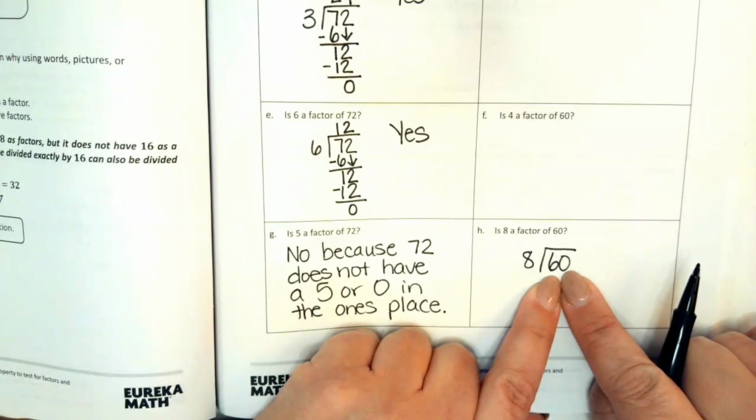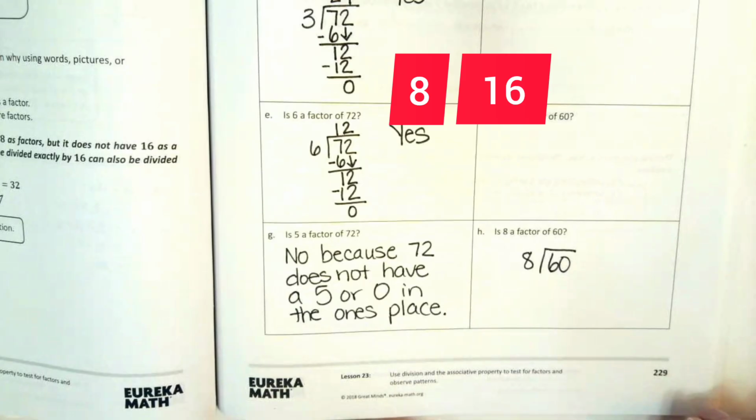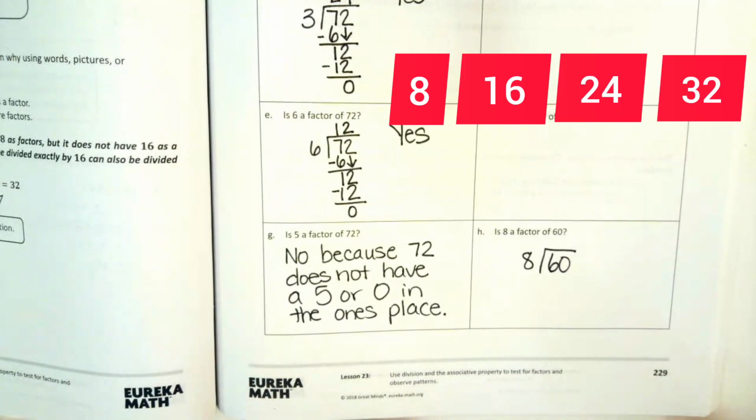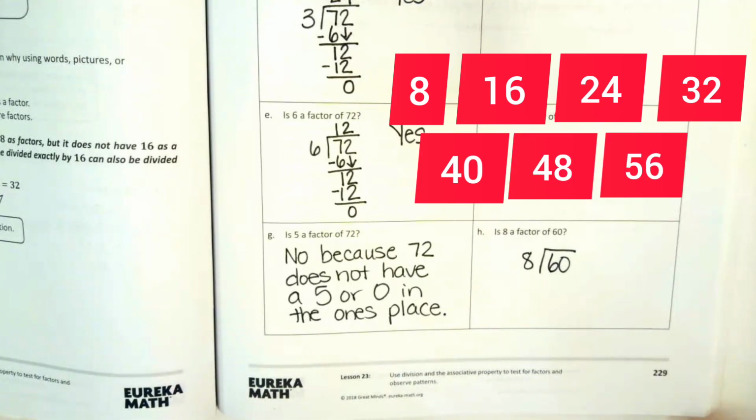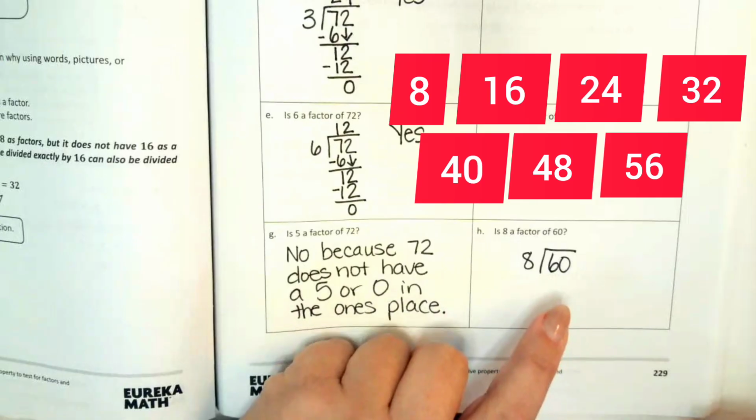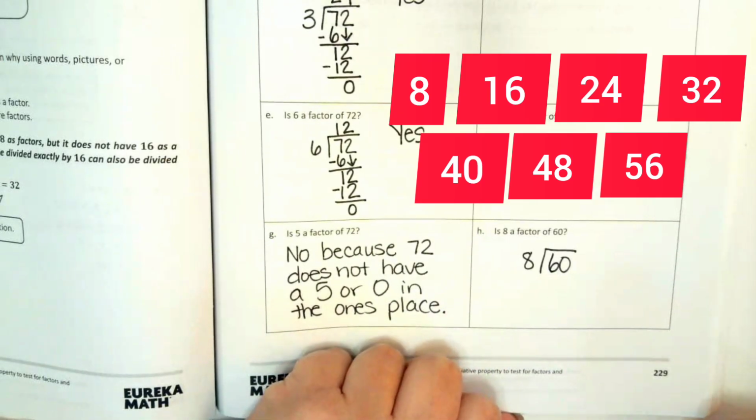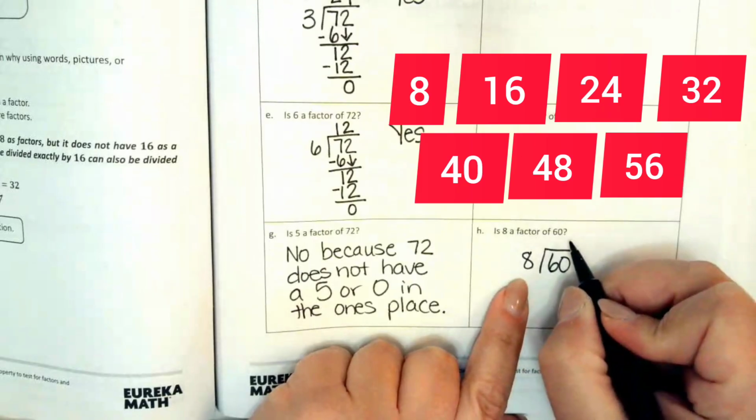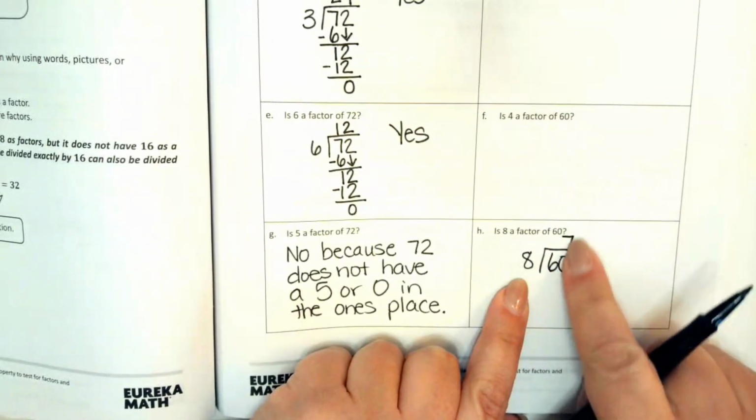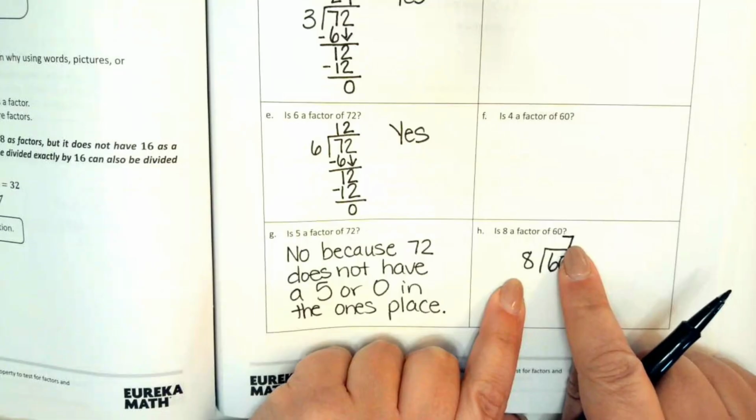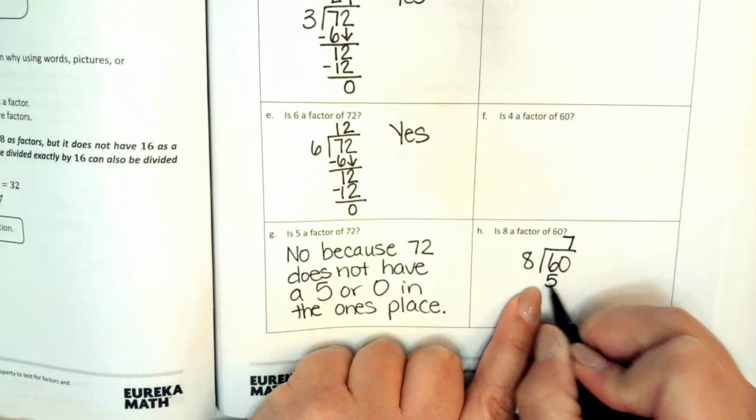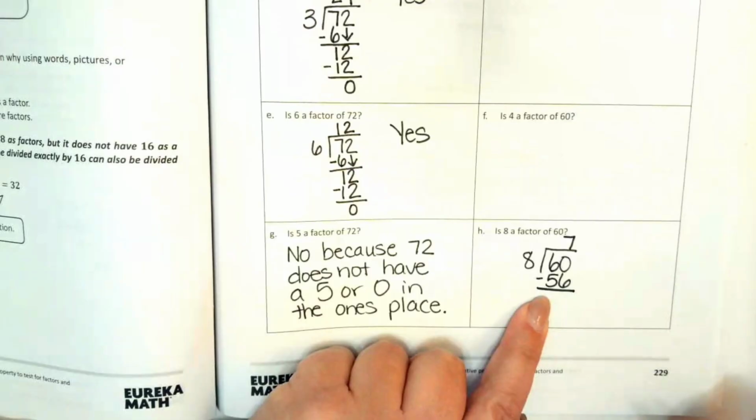Count by 8s. 8, 16, 24, 32, 40, 48, 56, 64. Oh, that's too high. So 56, how many 8s was that? Were you counting? That would be 8 times 7. Put the 7 on top of the ones place. And 8 times 7 equals 56. So that's what we subtract. What's 60 minus 56?